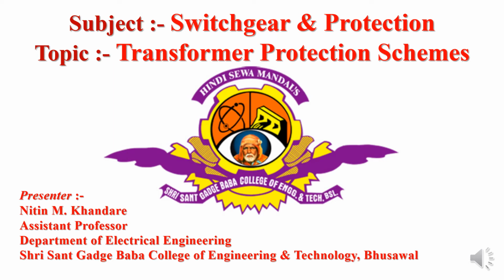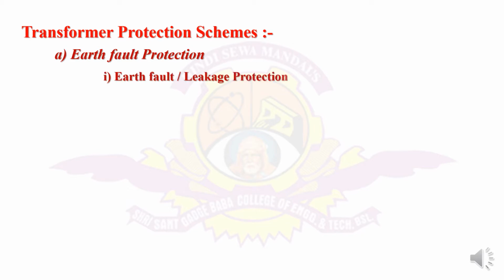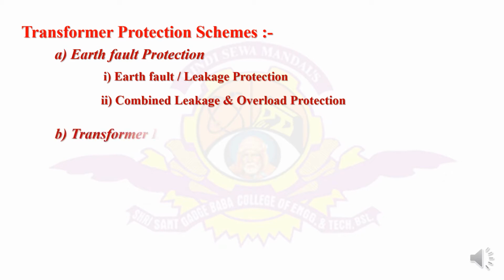Hi friends, today we are going to discuss the transformer protection schemes. The transformer protection schemes are of two types. The first type is called earth fault protection, having two subtypes. The first subtype is called earth fault or leakage protection, whereas the second subtype is called combined leakage and overload protection. The second type of scheme is called transformer differential protection.